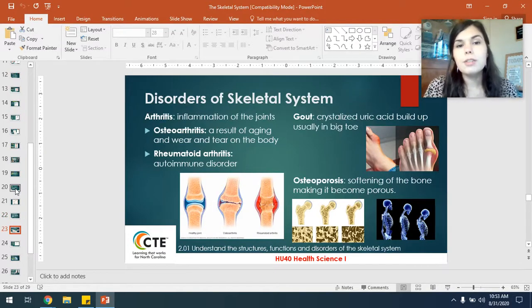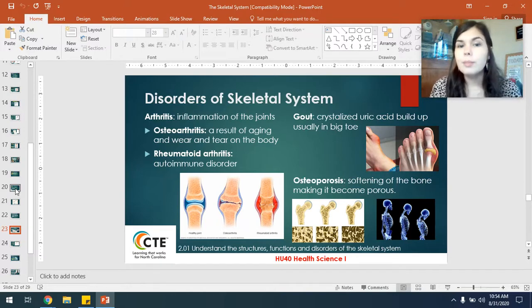A few disorders of the skeletal system that you need to know. First, let's talk about arthritis. You have many different types of arthritis, but the general term arthritis means inflammation of the joint. Osteoarthritis is a result of the natural aging process and just the everyday wear and tear on our body. And then you have rheumatoid arthritis, which is actually an autoimmune disorder where your body is attacking its own joints.